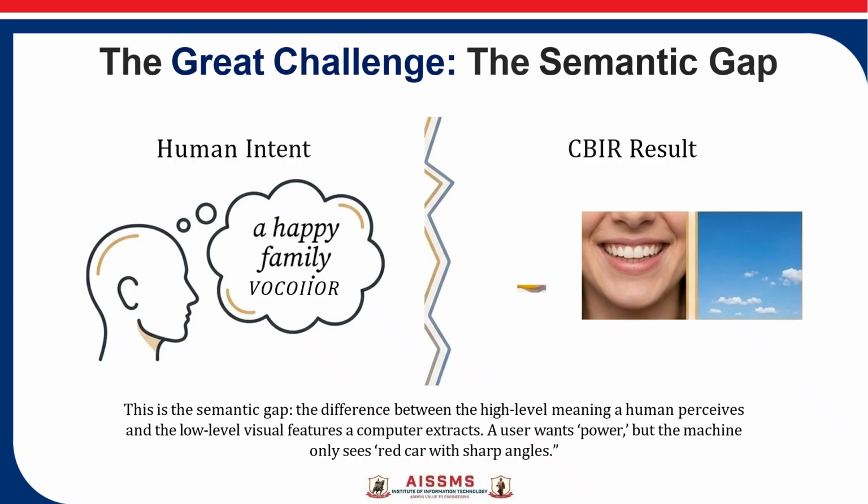Despite its power, we face a great challenge known as the semantic gap. This is the disconnect between human intent and computational extraction. While a human might search for the high level concept of happy family vacation, the machine only sees the low level data such as yellow sphere and blue pixels.